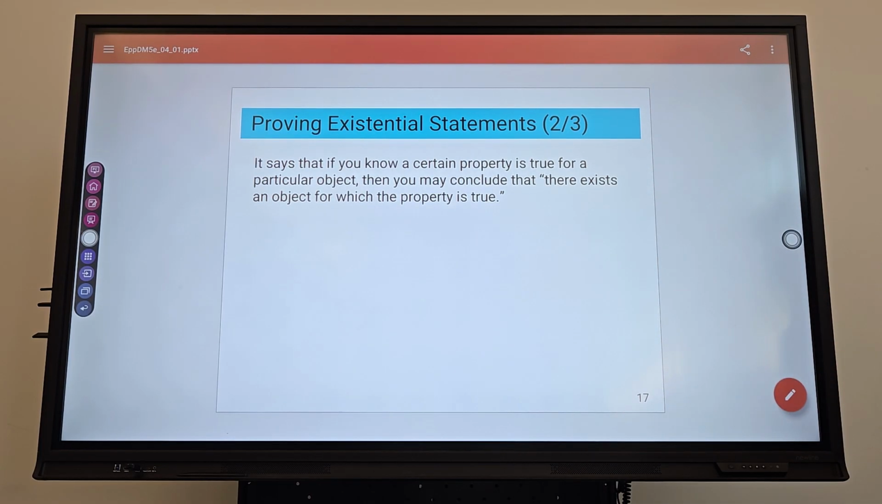It says that if you know a certain property is true for a particular object, then you may conclude that there exists an object for which the property is true. There's kind of an obvious common sense thing there.